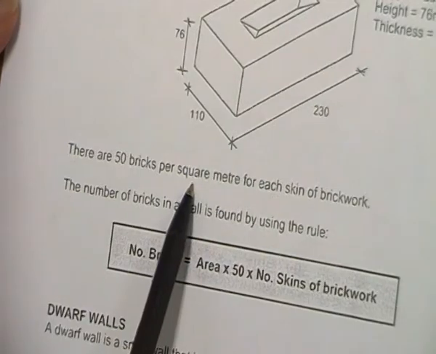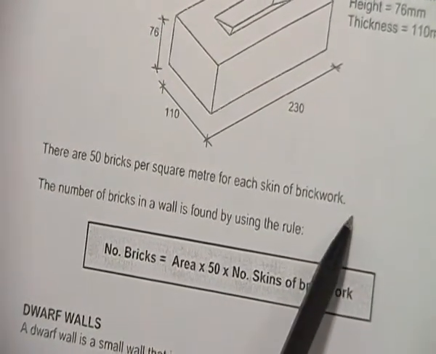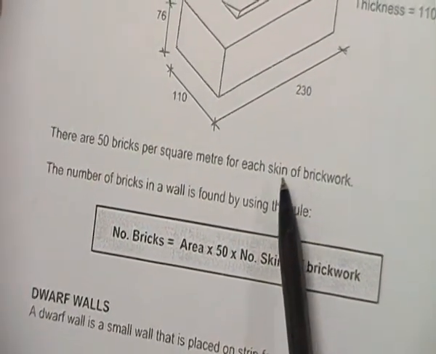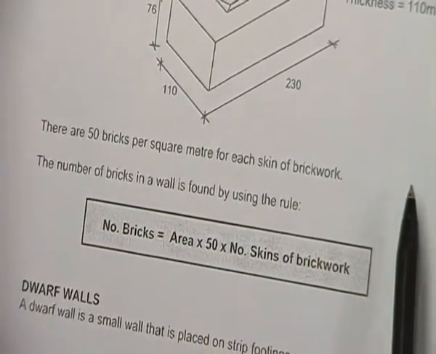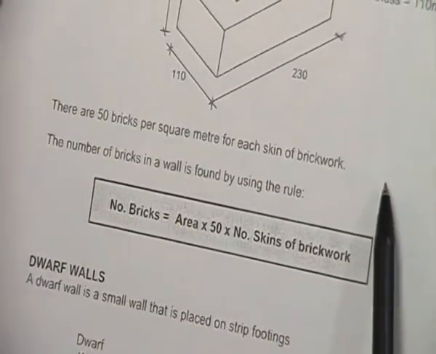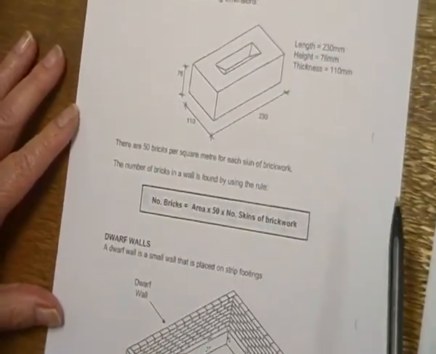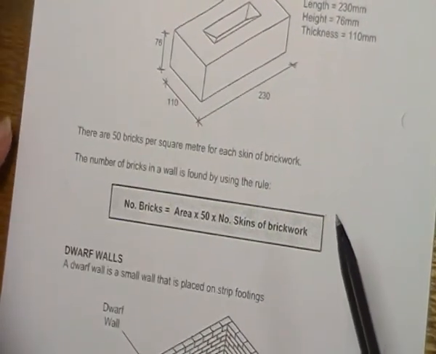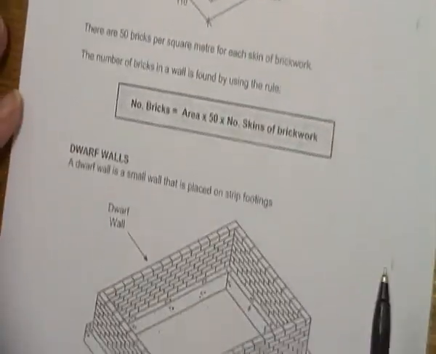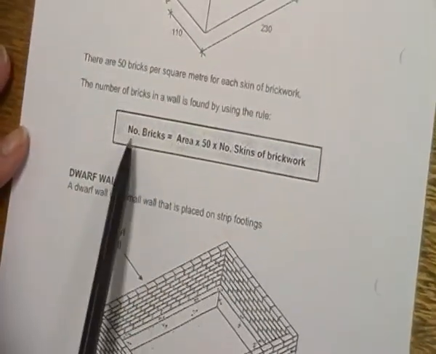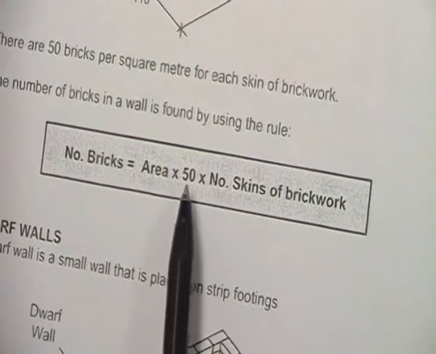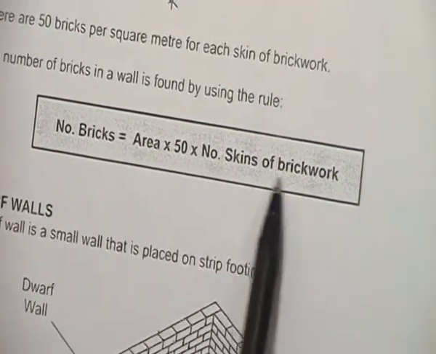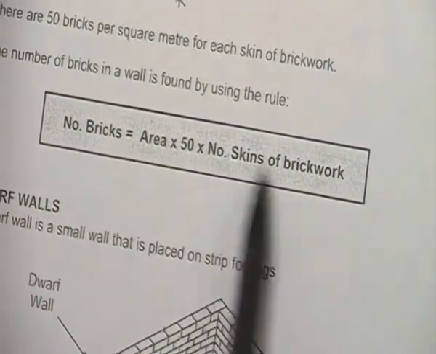There are 50 bricks per square metre for each skin of brickwork. Now a skin just means a level of brickwork, so usually it is 1 skin, but if you had a double brick house it would be 2 skin. And sometimes when you've got extensions, downstairs has 2 skins to support the upstairs brick wall. Okay, so the number of bricks is area times 50 times the skins of brickwork.